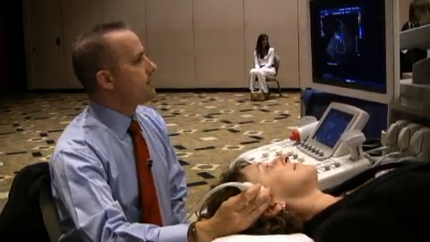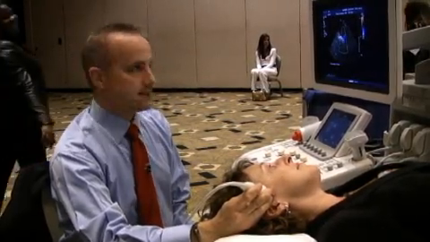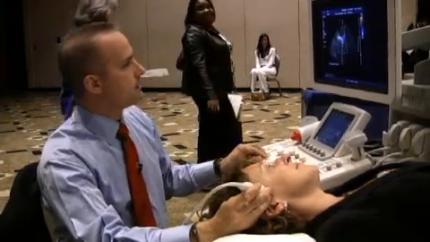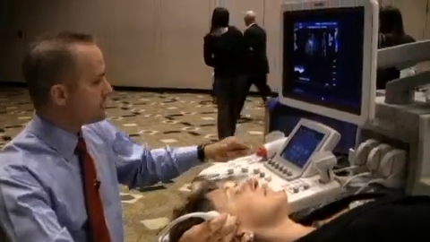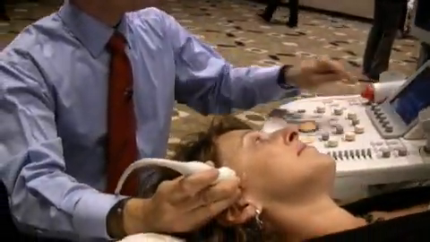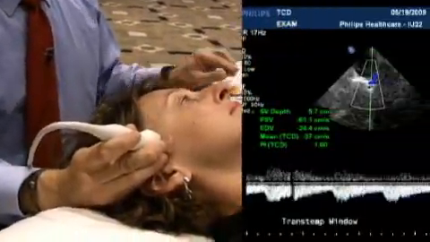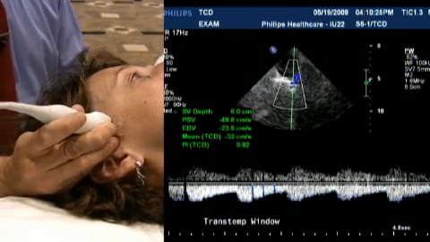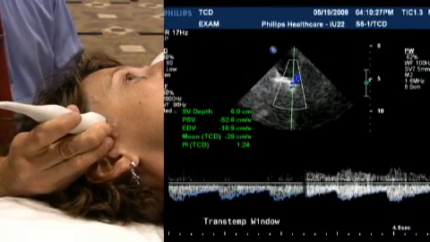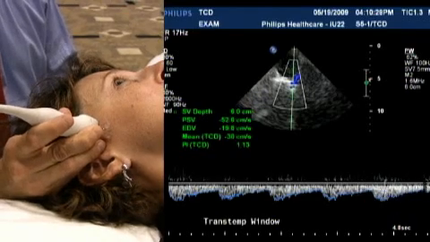Starting at the transtemporal window, we're going to angle inferiorly looking at the carotid siphon. Flow should be going away from us, and I'm going to go ahead and take a Doppler velocity here. We're at a depth of about 6 centimeters, and taking a Doppler velocity with flow going away from the transducer.